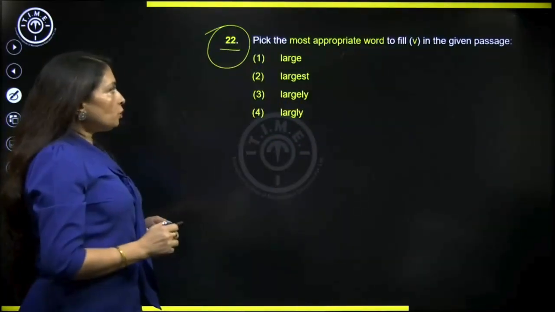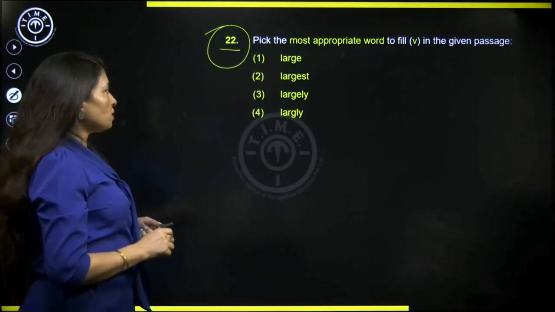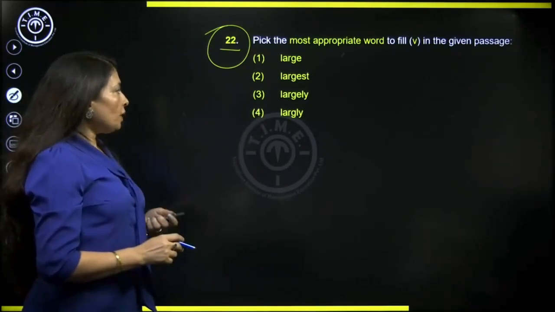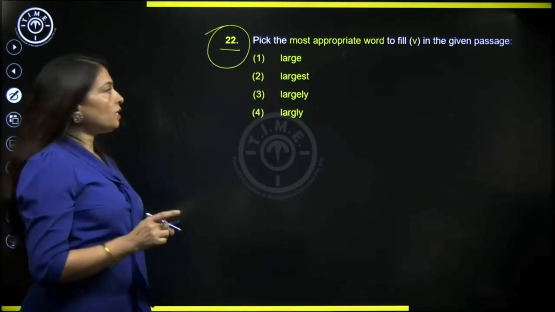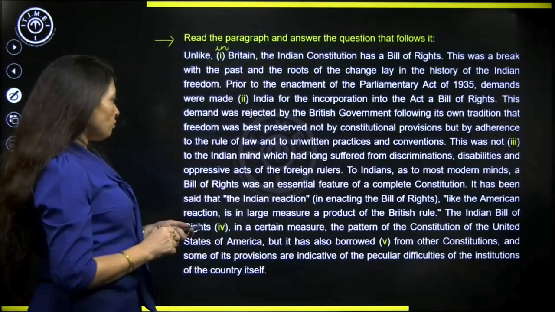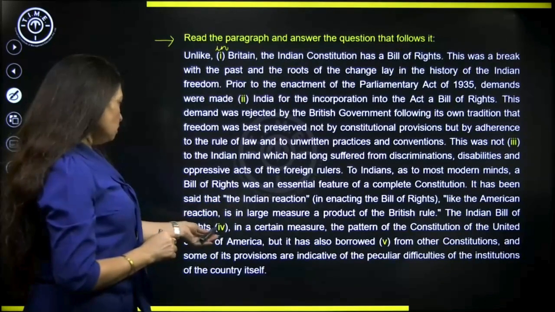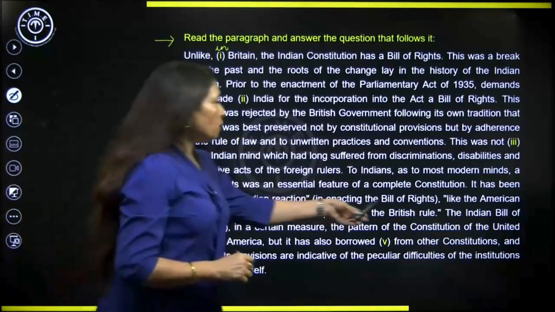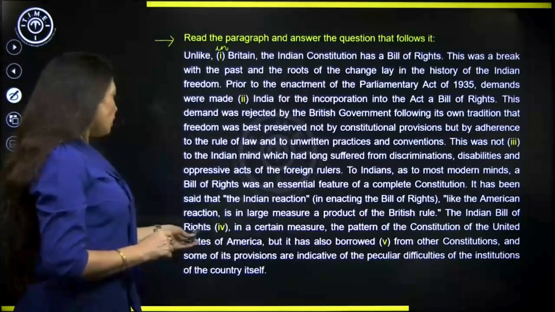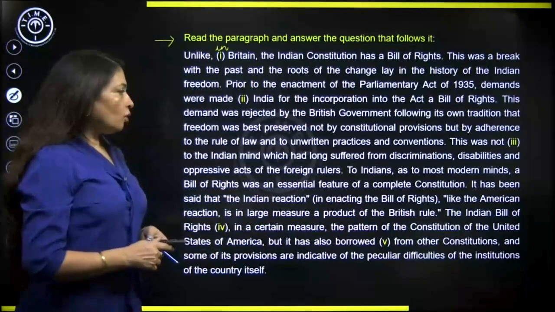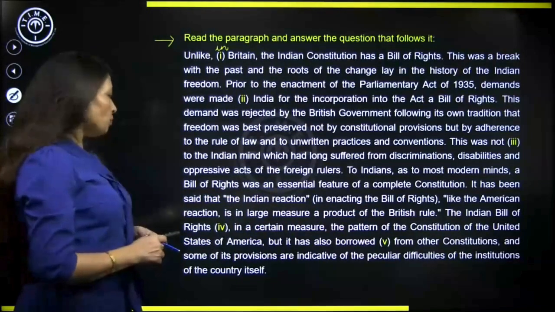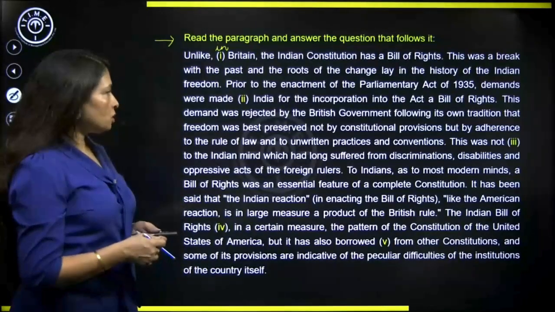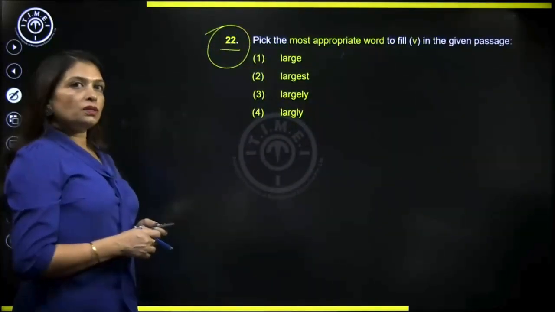Pick the most appropriate word to fill 5 in the given passage. Large, largest, largely or largely. So it's spelt differently. Let me read out from the beginning of the sentence here. The Indian Bill of Rights, in a certain measure, the pattern of the Constitution of the United States of America, but it has also borrowed largely from other constitutions. So, is it large from other constitutions?